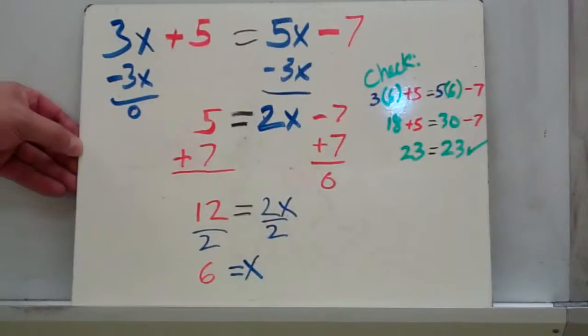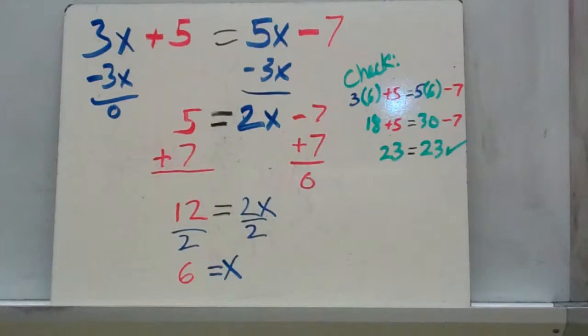One last type of multi-step problem that we may see involves variables and constants on both sides of the equal sign. In this case, what we need to do is just combine like terms, doing what we know how to do. We have 3x plus 5 is equal to 5x minus 7. So what we need to do is combine our like terms.